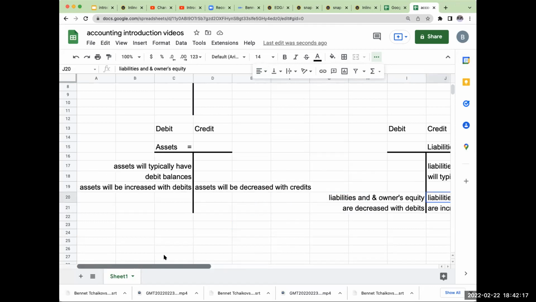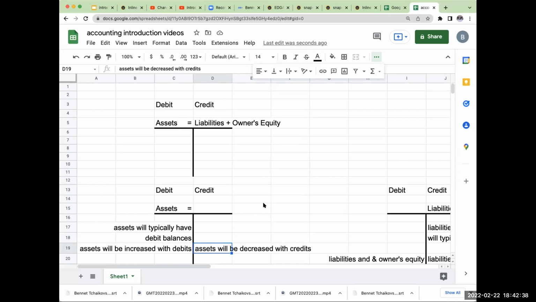Whenever we're recording a transaction, this always has to make sense. If I'm receiving cash, I'm going to debit cash because cash is an asset, and I'm going to increase that asset with a debit. If I'm paying cash for a service or to buy equipment, I'm going to show that cash going down because it's leaving my pocket. So I'm going to be crediting cash.